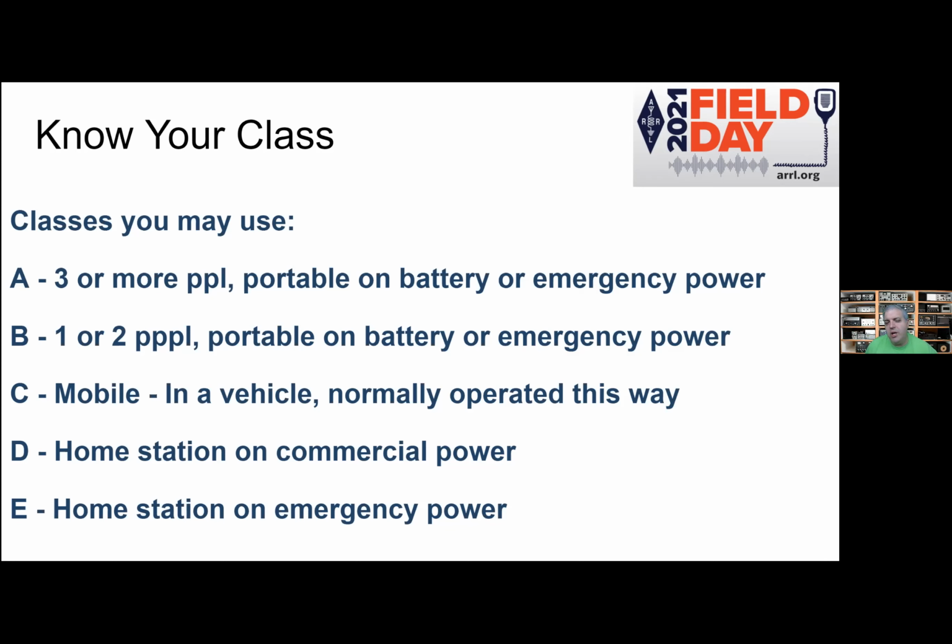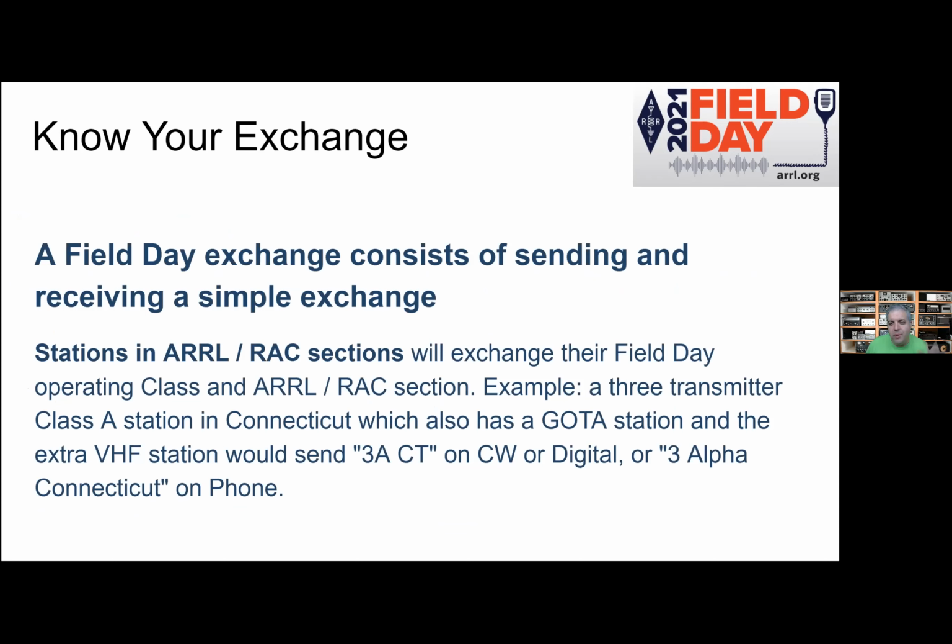And then we already talked about the difference between D and E. So D is just your home station, like your existing antenna, your existing radio, and your more or less normal setup. And then E would be the same thing, but you're running on a generator or you're running off battery power.